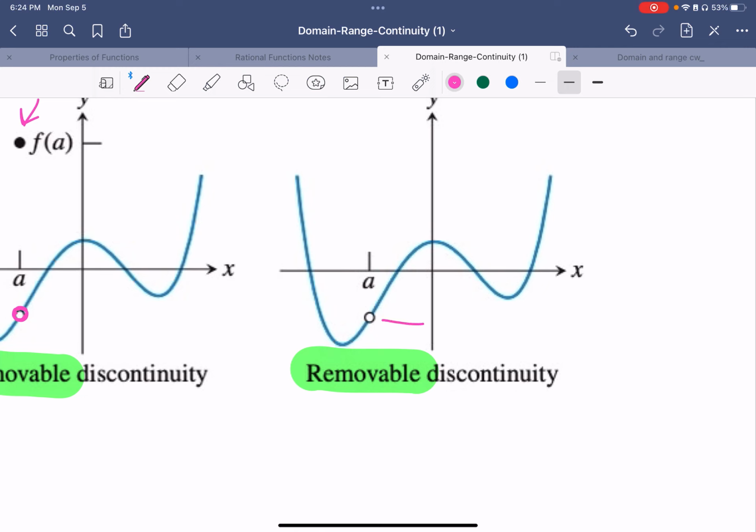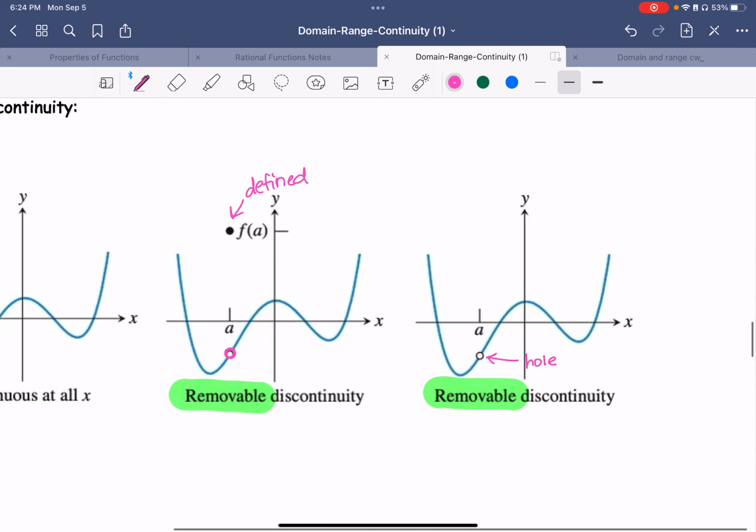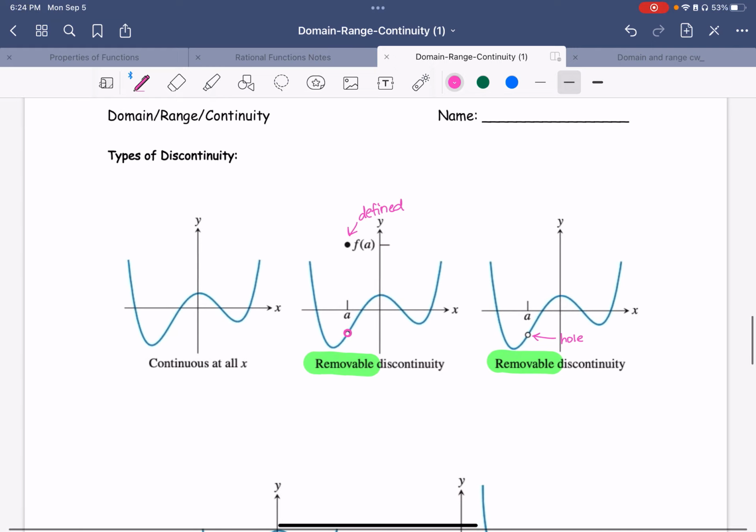So this one just has a hole, but that one would still be considered a removable discontinuity even if it doesn't have the defined point. And more often than not, these are the type that you're going to be seeing when we do rational functions. On the ACP, they do use the words interchangeably. So removable discontinuity is the same thing as a hole and vice versa. So on a question, if they ask you where's the removable discontinuity, you need to know they're asking you for the hole, and vice versa.